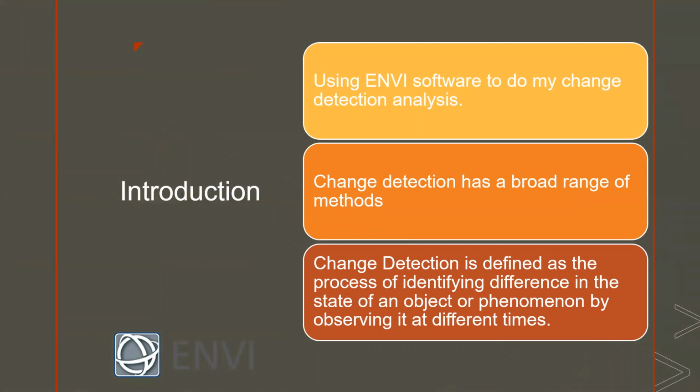Change detection has a broad range of methods, including different programs and software that are available to use, but for this one, we are using the ENVI software. Change detection is defined as the process of identifying differences in the state of an object or phenomenon by observing it at different times.